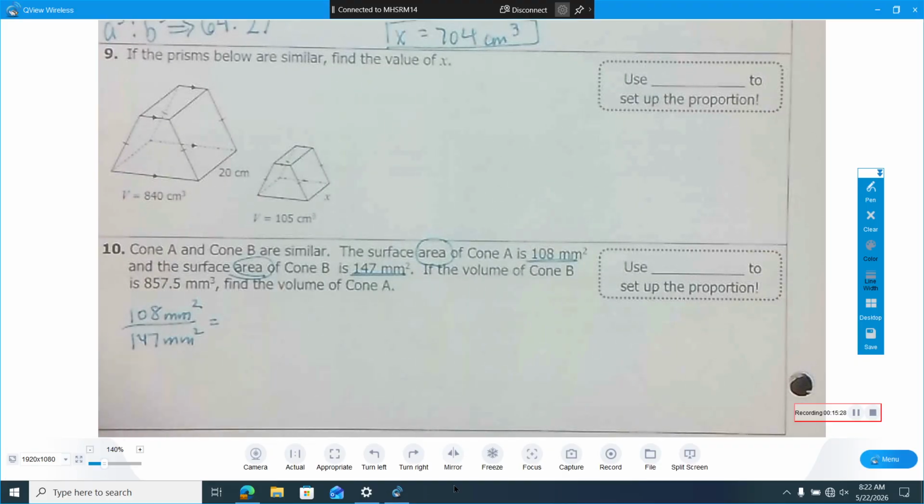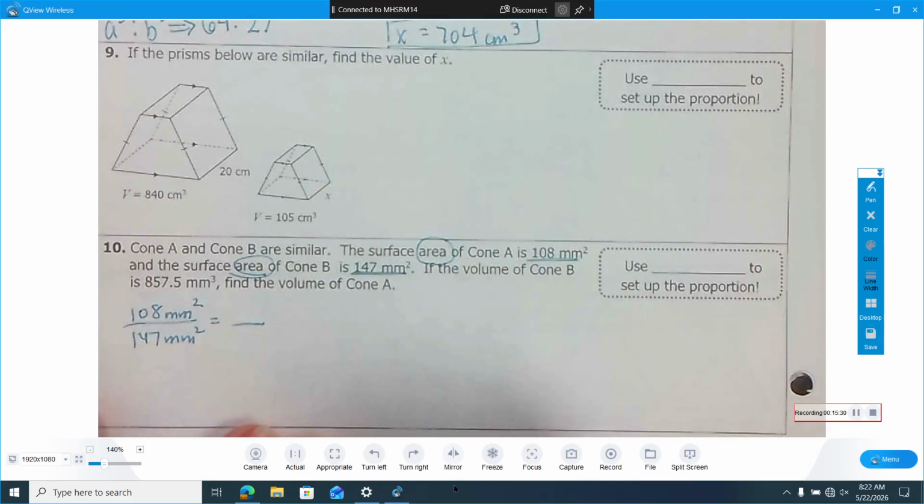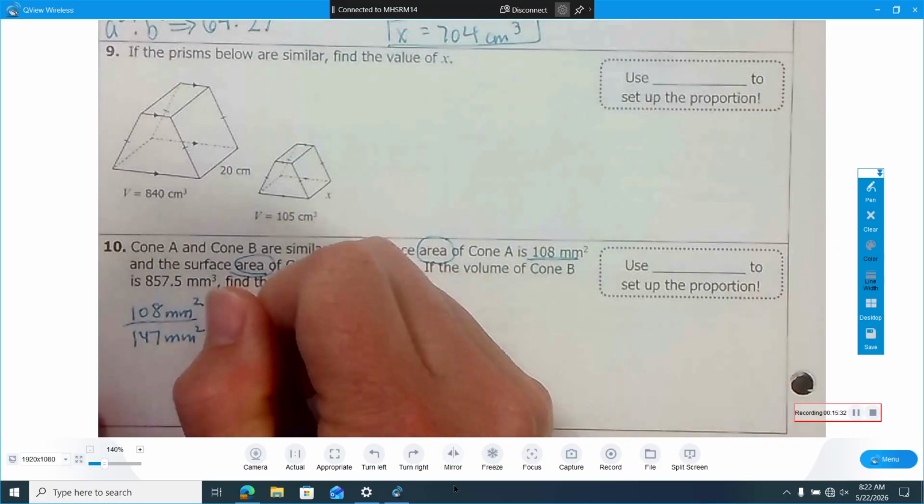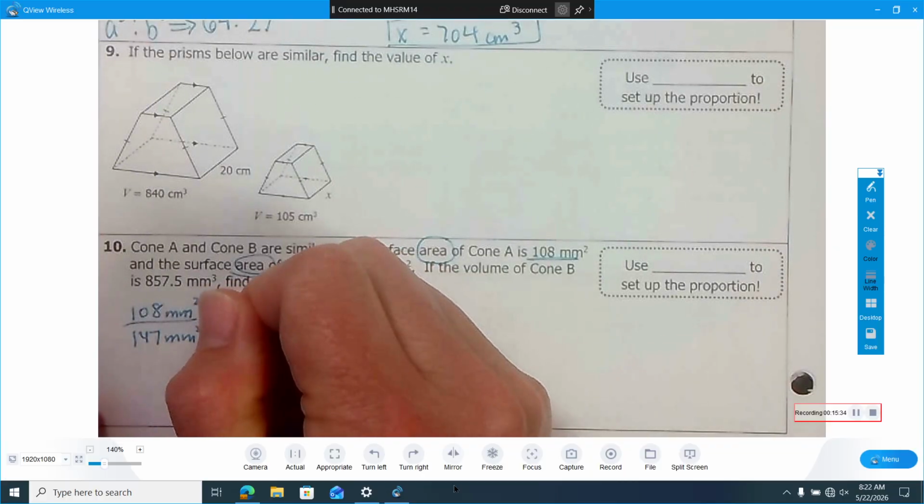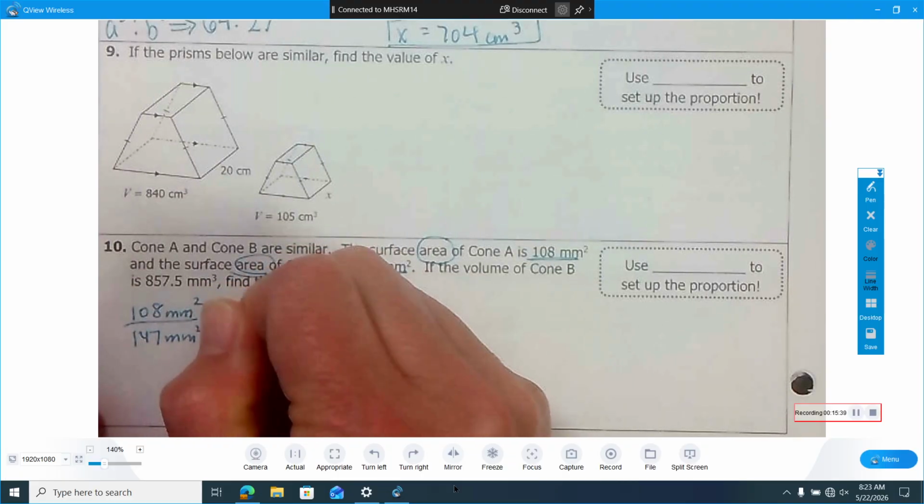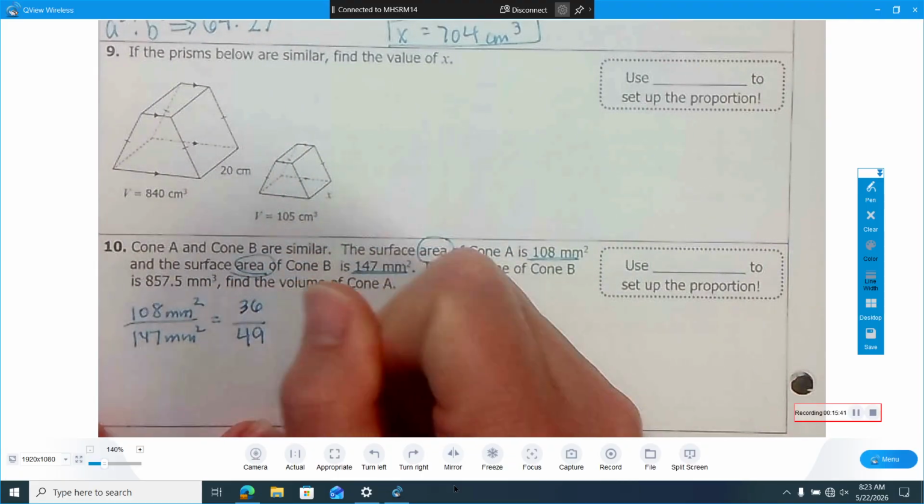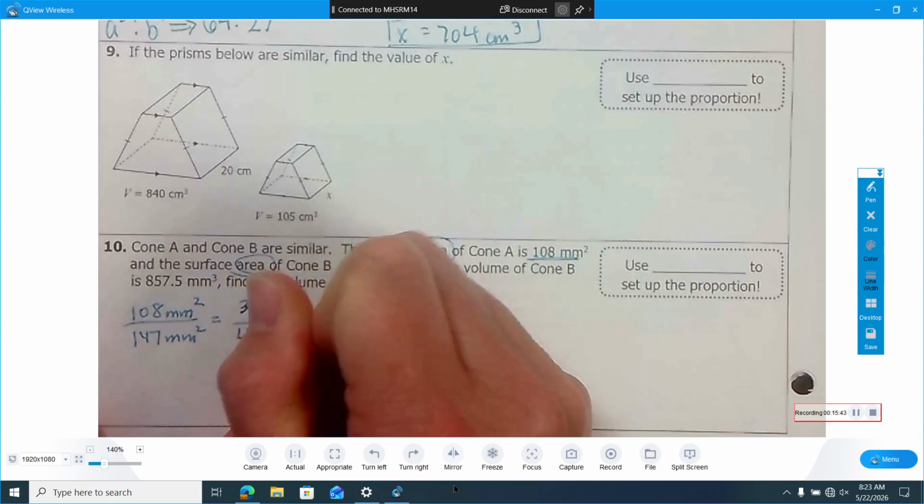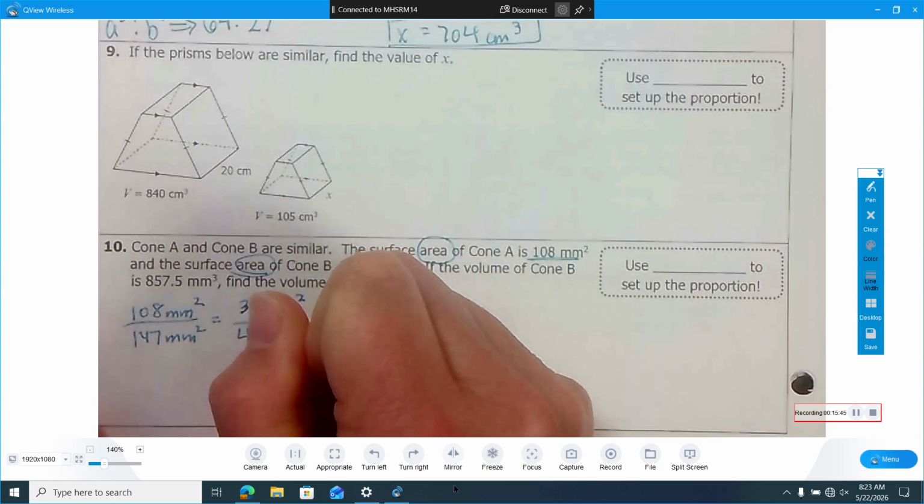All right, what should we do with that information? Reduce it. Okay, so this is going to be then 36 over 49. So again, this is millimeters squared and millimeters squared.